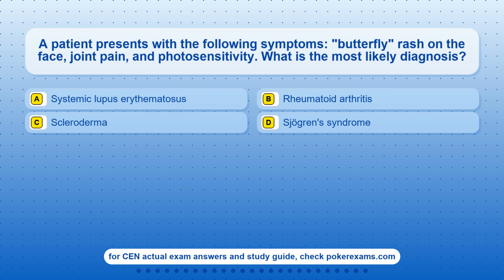Question 12. A patient presents with the following symptoms: butterfly rash on the face, joint pain, and photosensitivity. What is the most likely diagnosis? Option A, systemic lupus erythematosus. Option B, rheumatoid arthritis. Option C, scleroderma. Option D, Sjogren's syndrome.